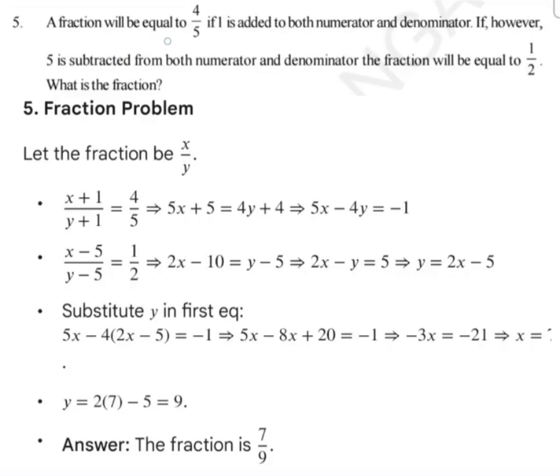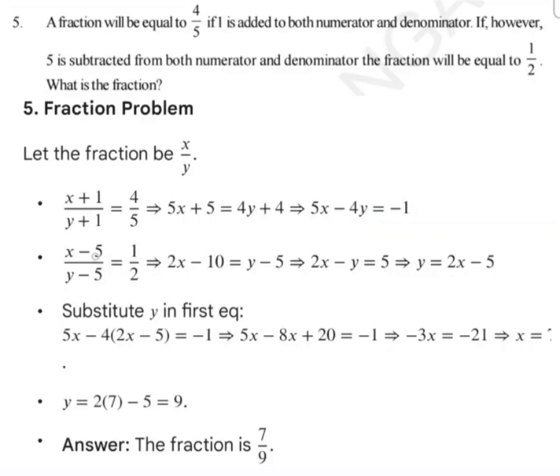A fraction will be equal to 4 by 5 if 1 is added to both numerator and denominator. However, if 5 is subtracted from both numerator and denominator, the fraction will be equal to 1 by 2. What is the fraction? Now let the fraction be x by y. If you add 1, x plus 1 by y plus 1, you will get 4 by 5. That means cross multiplying, 5x plus 5 is equal to 4y plus 4. That is 5x minus 4y equal to minus 1.